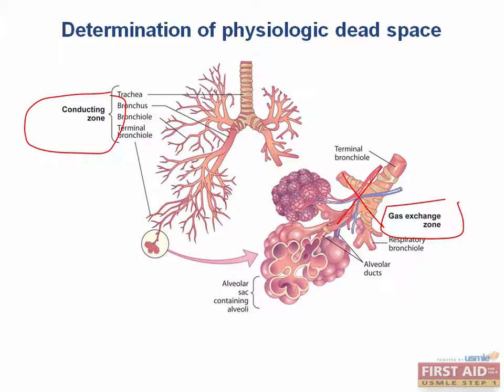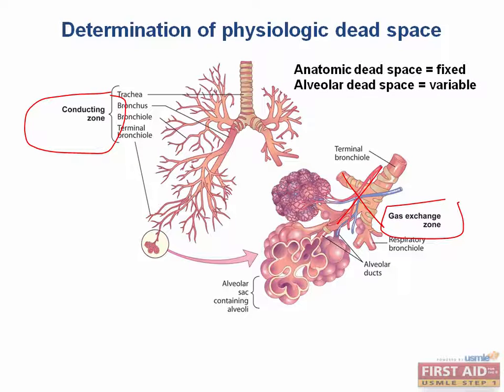The apex of the lung is an example of alveolar dead space, where air is inspired and filling the alveoli, but no blood is flowing through the capillaries to participate in gas exchange. Now, why does this happen at the apex? Well, this is due to gravity.